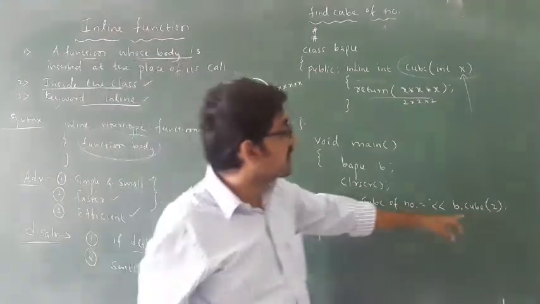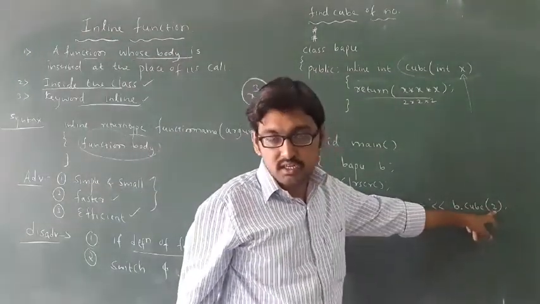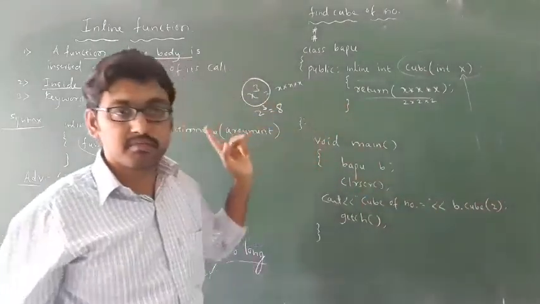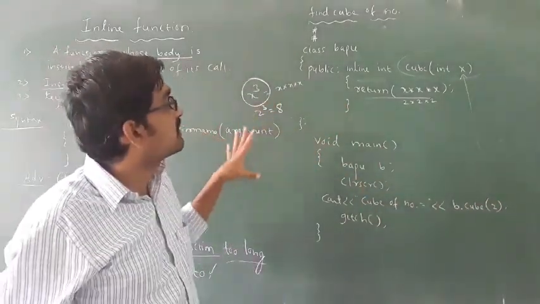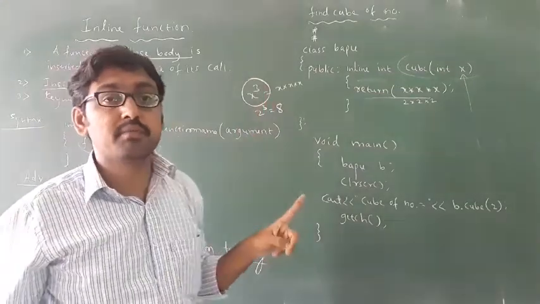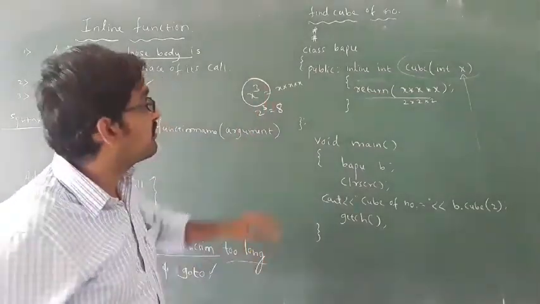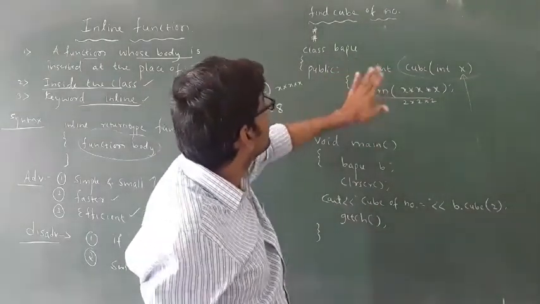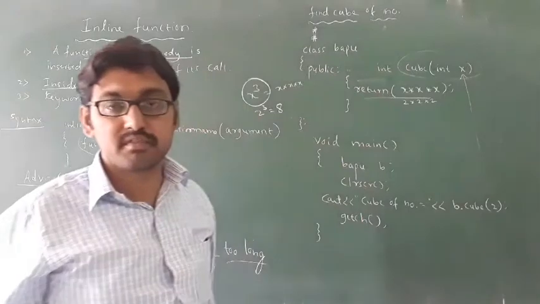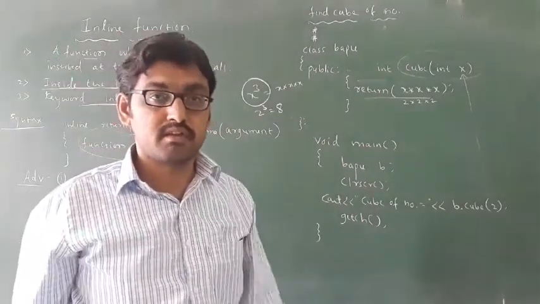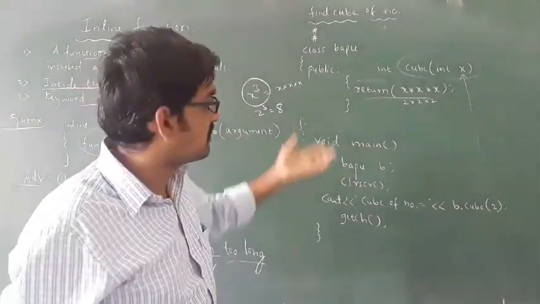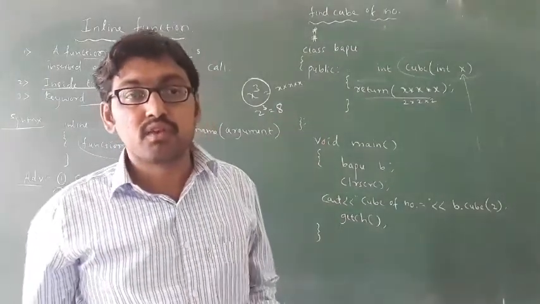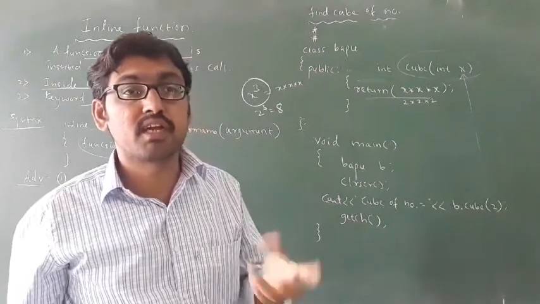You can write 6 here, you can write 3. Any number you can take, and the cube of that number should come. Got it? See, this is the program I am writing. If you take it without inline, it is a normal function. This is the example program for the cube of a number, written inside the class.